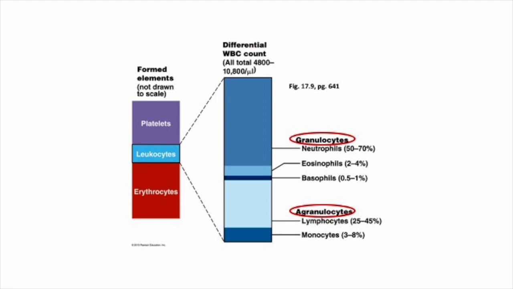Now, the big difference between these different types of white blood cells is what they're going to do for a function. We know that white blood cells are all involved in our immune system. They're all going to help protect us from foreign invaders, but they all specialize in dealing with slightly different invaders. Some of them are found in different locations.